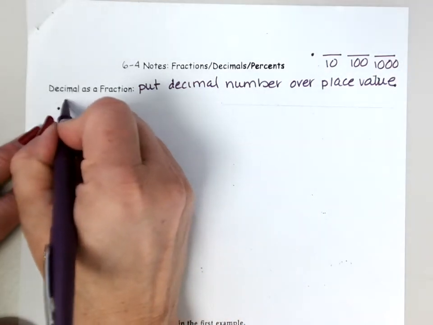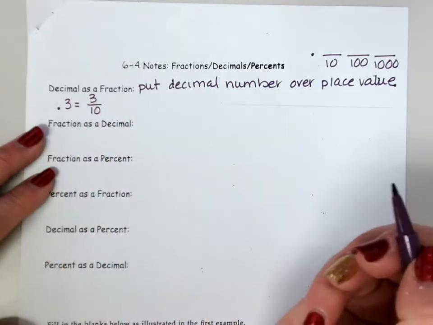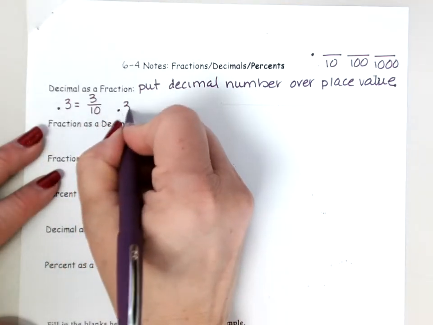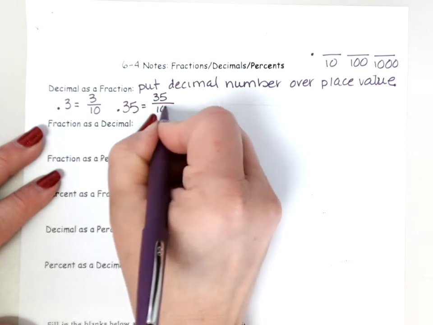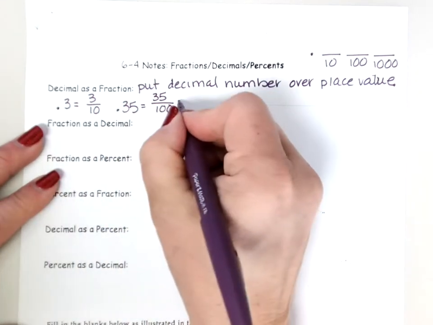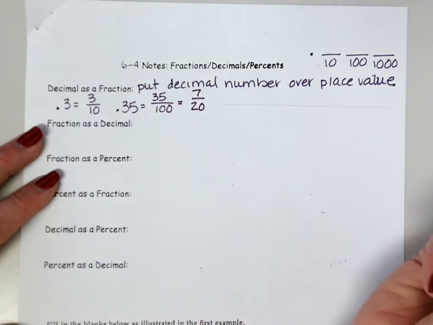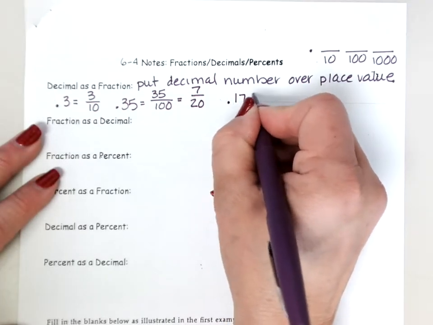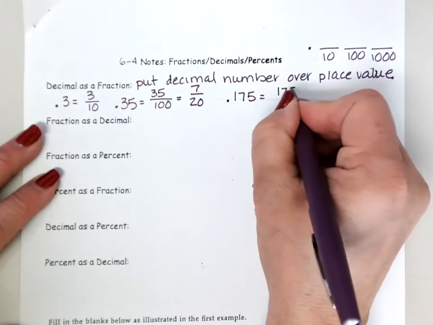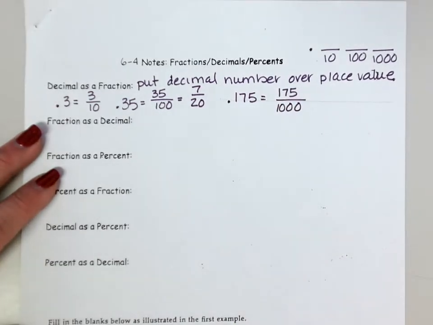So here's some examples. 1 decimal place will go over 10, and you would make sure you reduce it. 2 decimal places like 0.35 would go over 100 because that's the hundredths place, and then I'm going to divide them both by 5. Sometimes reducing is faster to do in your head. Sometimes you need a calculator. 0.175, that would be 175 over 1,000. So this would be one time that I might want to use my calculator.